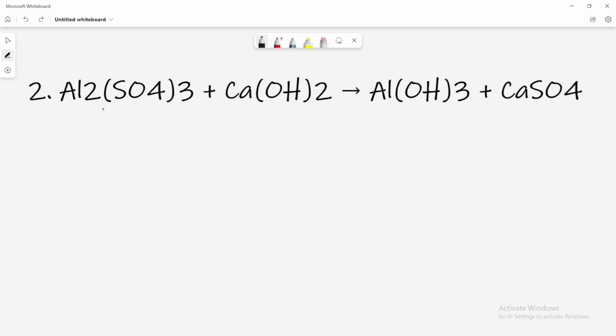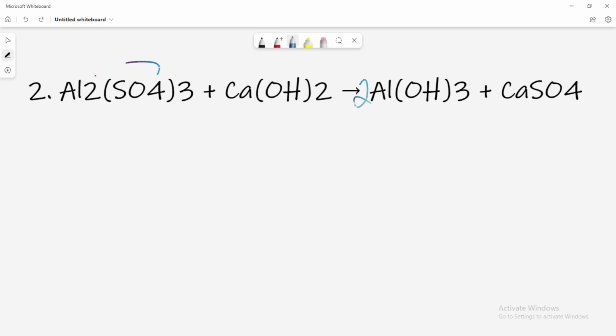So AL2 on the left side and the right side. So we got AL2 to AL. We have to balance that out. So we have to put a 2 here. So now AL2 and 2AL. So that's equal. So that's balanced.